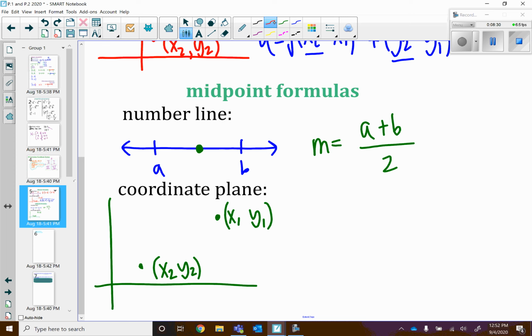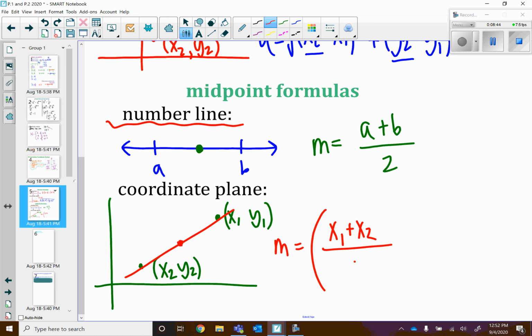If I want to find the midpoint here, the point right in the middle, I'm basically taking the midpoint formula on a number line for each x and y. So our midpoint is going to be x1 plus x2 divided by 2. That's going to be the x coordinate. And then y1 plus y2 divided by 2 for the y coordinate.